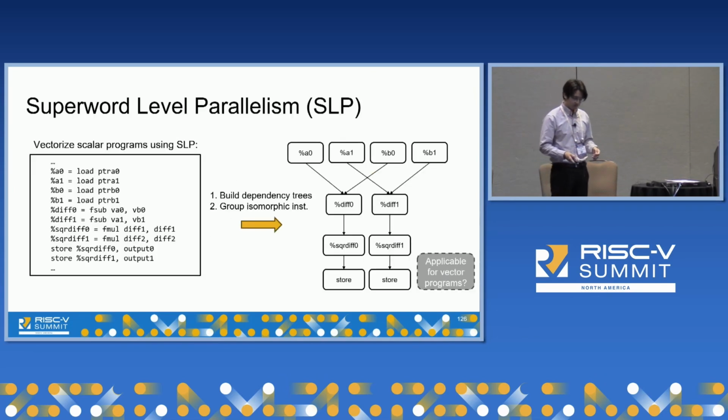So here's a quick view of what this SLP looks like. SLP is a vectorization technique, and unlike loop vectorization, it does not rely on loop structures. It will first try to build dependency trees and combine those trees by finding isomorphic instructions. And they will produce a vector program from the scalar program. So how do we apply this concept or process to vector programs in our problem?